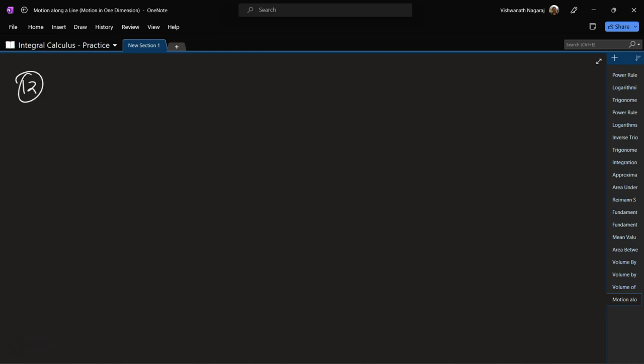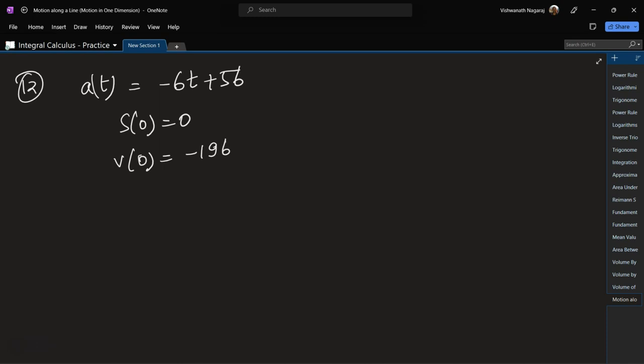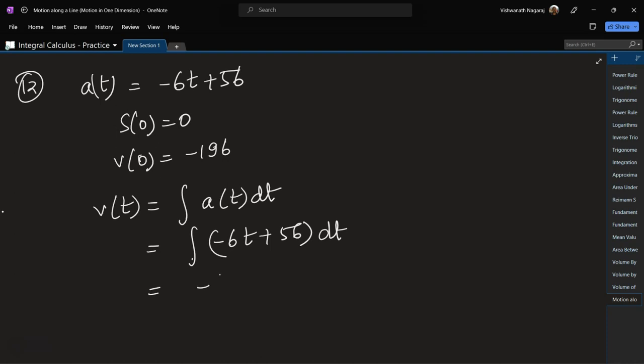Okay, now the 12th one. A of t is equal to minus 6t plus 56. S of 0 is equal to 0 and V of 0 is equal to minus 196. We have to figure out the V of t and S of t, velocity and displacement. So V of t is equal to the integral of A of t dt, which is equal to the integral of minus 6t plus 56 dt, which gives us minus 6t square by 2 plus 56t plus C1.